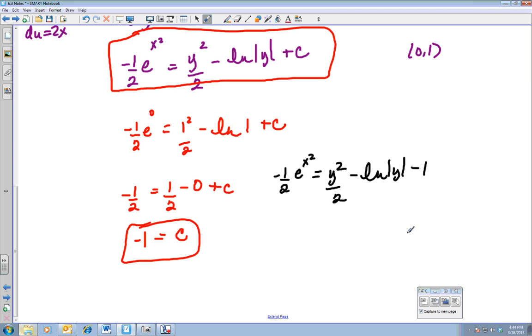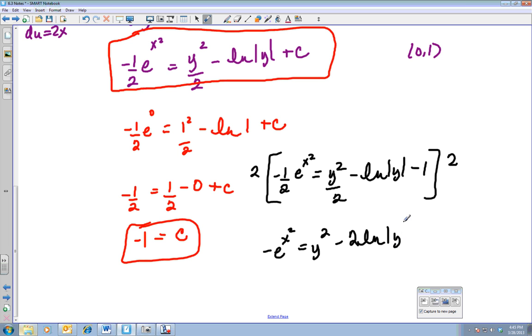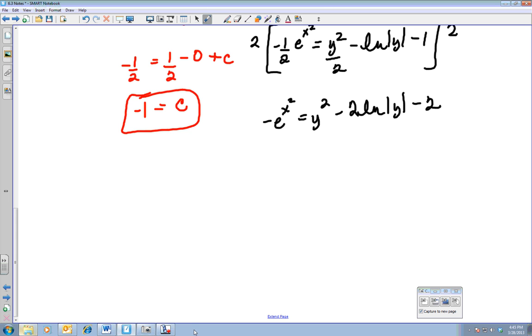So let's multiply everything by 2 to get rid of this. If I multiply every single thing by 2, 2 times this is just going to give me negative e to the x squared equals y squared minus 2 natural log of y minus 2. And so on this one, since I have a y squared and natural log of y, we can't really solve for y.